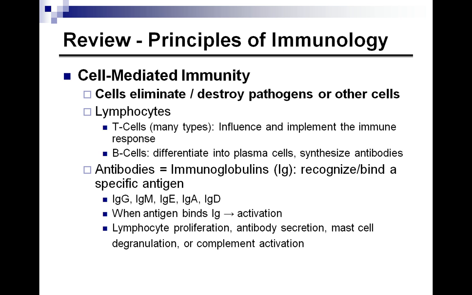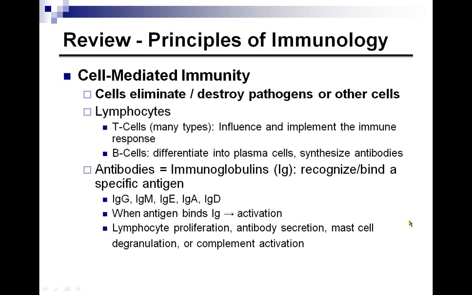Next, we're going to talk for just a moment about different kinds of immunity. And the first kind of immunity is cell-mediated immunity. The idea here is that certain cells are tasked with the job of eliminating or destroying pathogens or other foreign cells. And those cells might include lymphocytes, and as we know, there are T cells, which influence and implement the immune response, as well as B cells, which differentiate into plasma cells and ultimately synthesize antibodies. And then antibodies themselves are immunoglobulins. They are molecules that can recognize or bind to a specific antigen. They come in 5 different flavors, the IgGs, M, E, A, and D varieties.